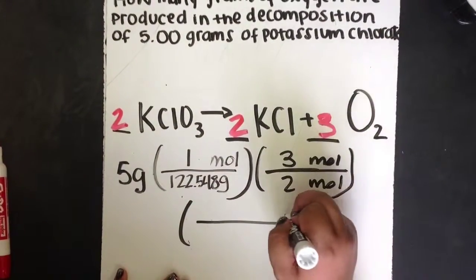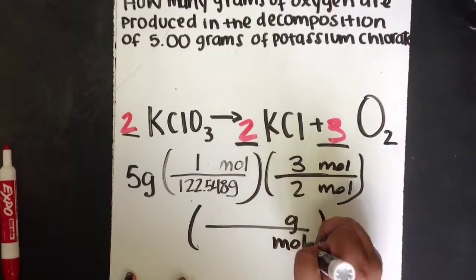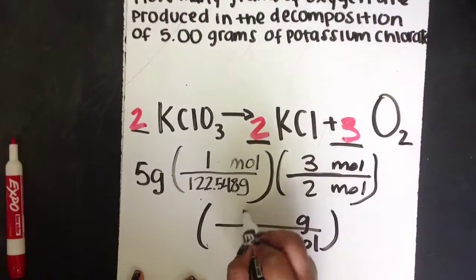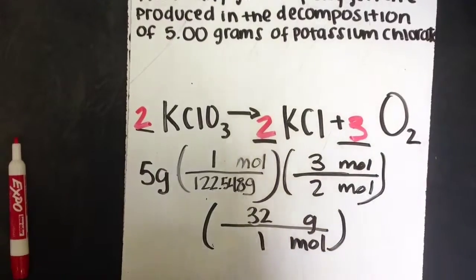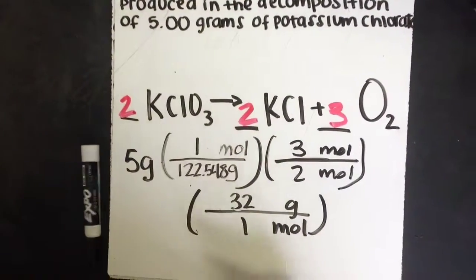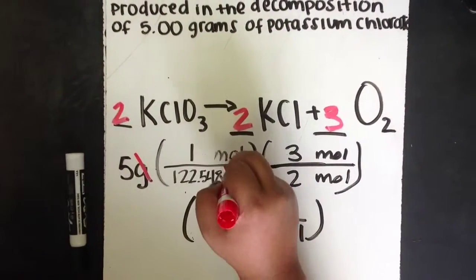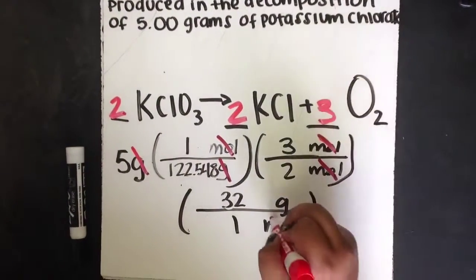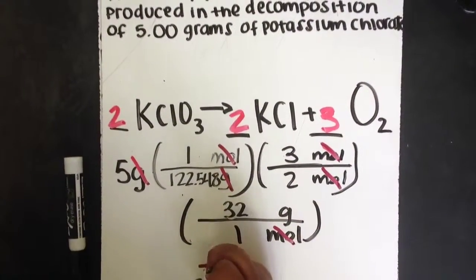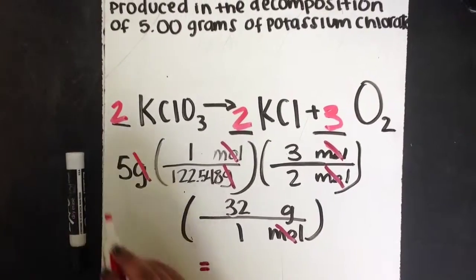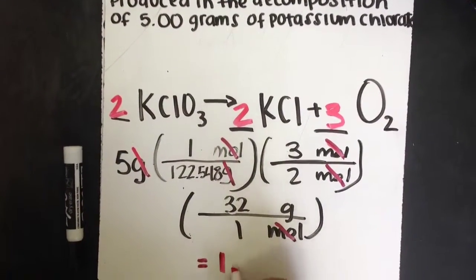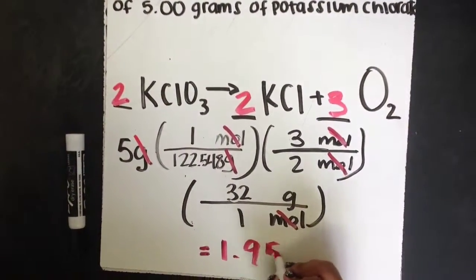Lastly, you have to convert the moles of O2 to grams of O2, which would be the molar mass of O2, which would be 32. Next, you cancel your units and you should end up in grams. You multiply everything divided by the bottom and you get 1.958 grams of O2.